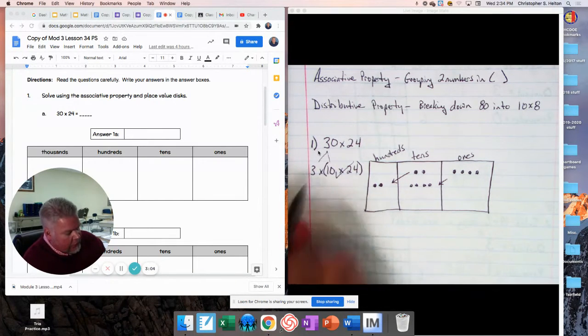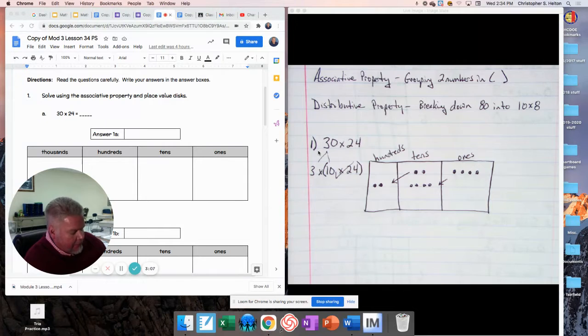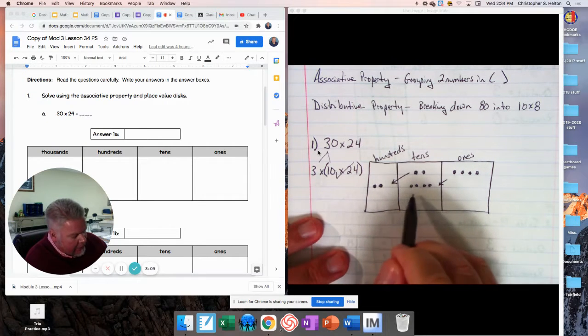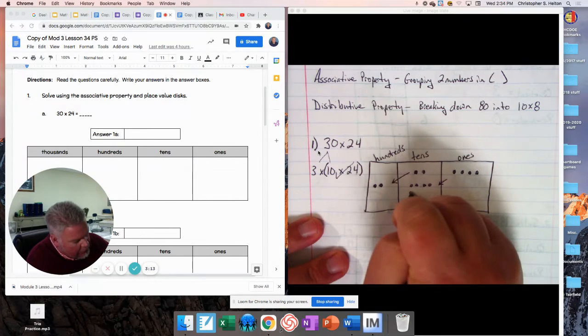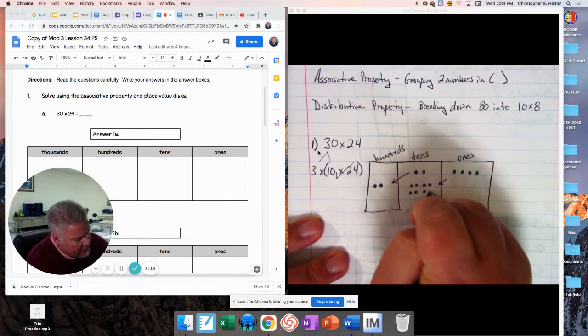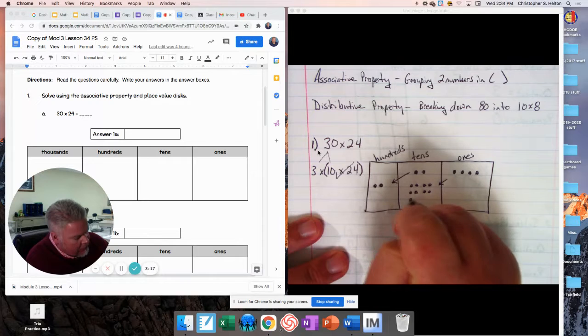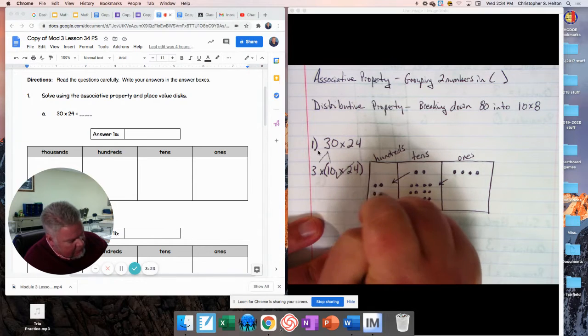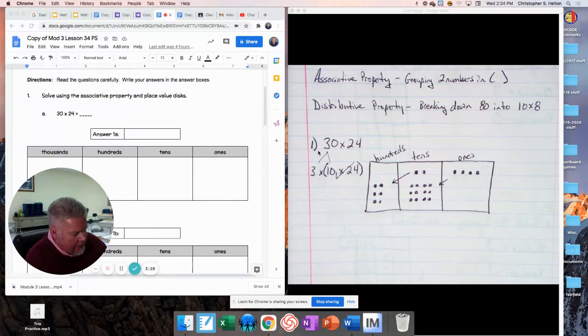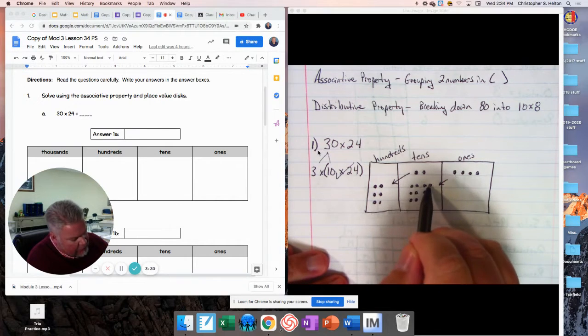Now we've got to do the 3 times that. So they're already written one time. We've got to write them 2 more times. So there's 1 time, 2 times, 3 times. So let's see how many tens we have. 1, 2, 3, 4, 5, 6, 7, 8, 9, 10, 11, 12.